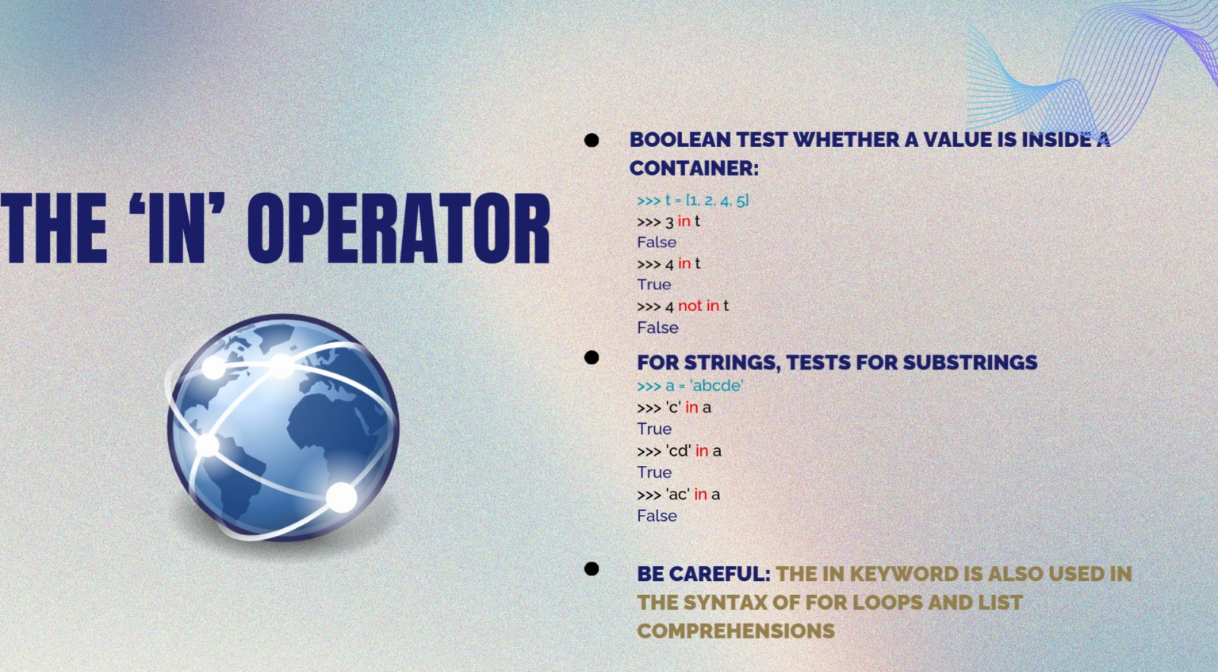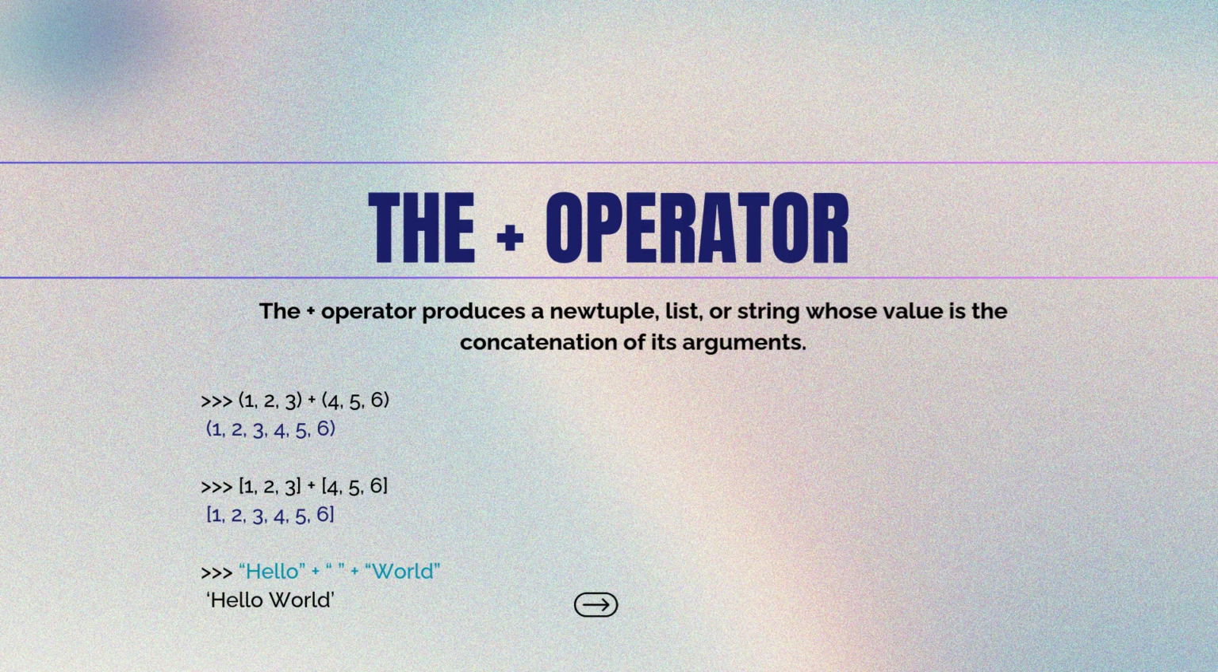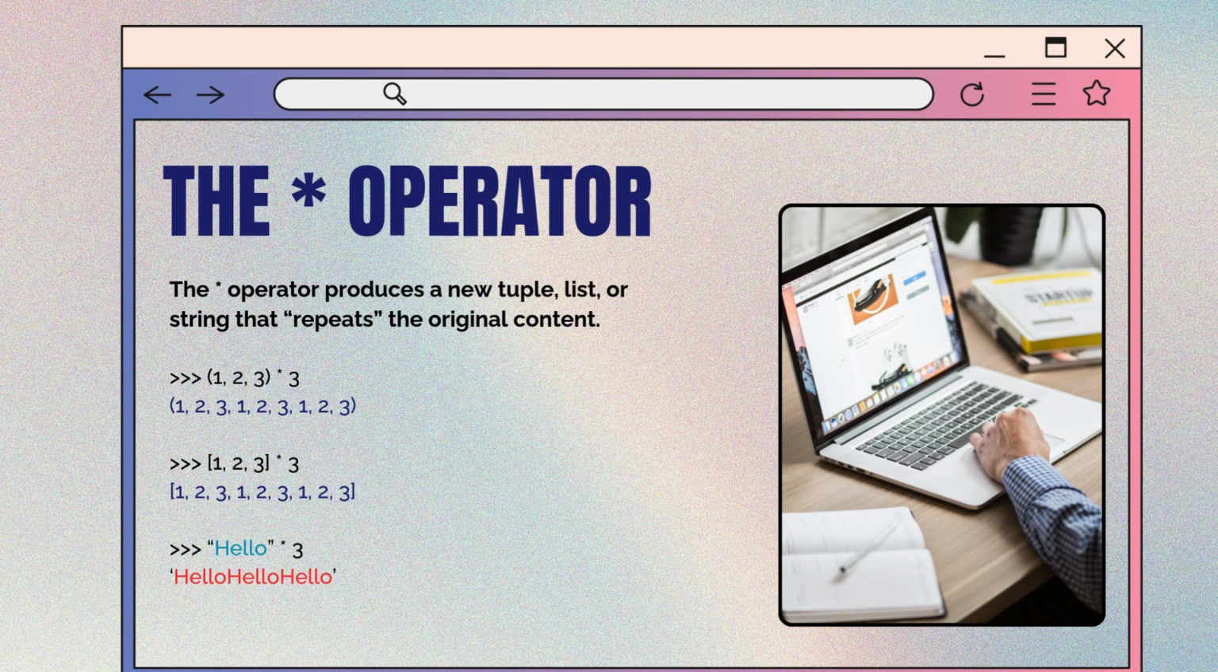The plus operator is used for concatenating sequences, meaning it joins two sequences together to create a new one. For example, (1, 2, 3) + (4, 5, 6) results in a new tuple (1, 2, 3, 4, 5, 6). Similarly, the times operator allows for repetition, meaning it duplicates the sequence a specified number of times. For instance, (1, 2, 3) * 3 will repeat the contents of the tuple 3 times, resulting in (1, 2, 3, 1, 2, 3, 1, 2, 3).